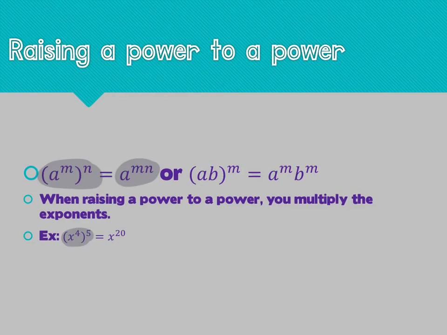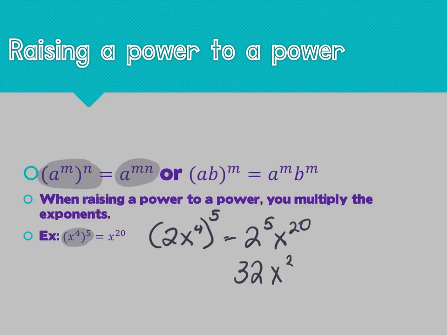If you have a product, which means more than one term being raised to a power, that power gets distributed to each of the terms inside. So if I had 2x to the 4th raised to the 5th, this becomes 2 to the 5th x to the 20th. So just keep that in mind. And then 2 times 2 times 2 times 2 times 2, that's 32. Oh, that's sloppy. 32x to the 20th.